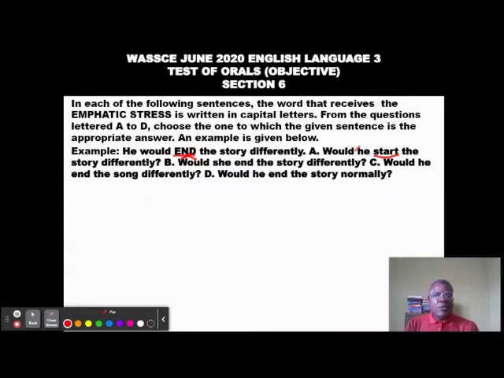And so if the question is, would he start the story differently? This statement provides the appropriate answer. And that is, he would not start the story differently. On the contrary, he would end the story differently. So this is how emphatic stress works in English speech. Emphatic stress is also called contrastive stress because it is used not only to emphasize a point, but to contrast it with another.